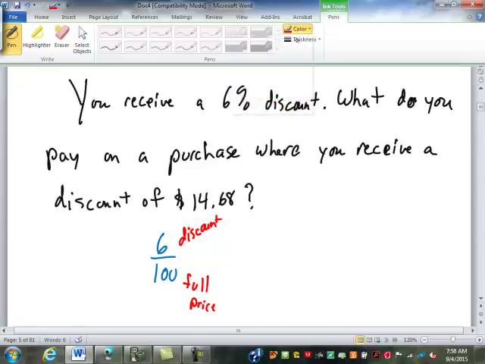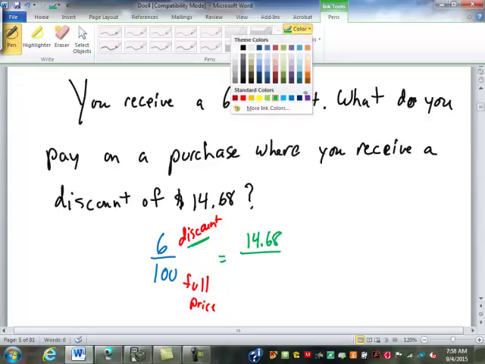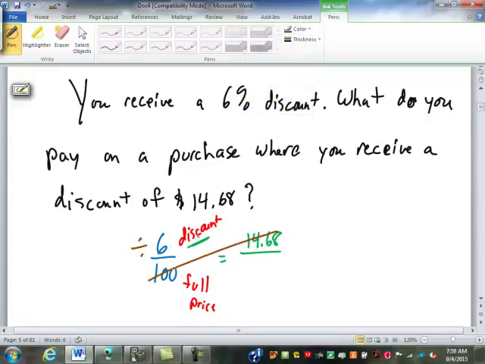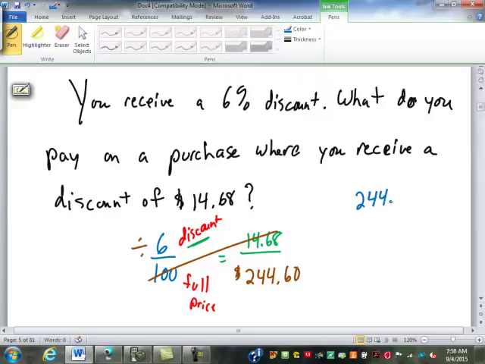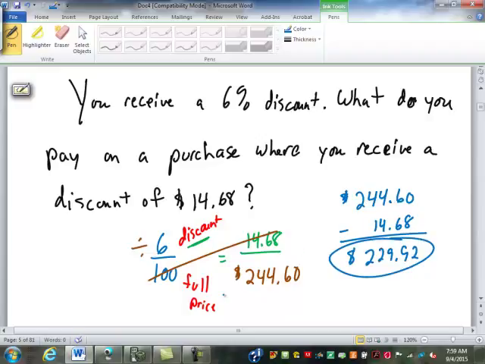So we're looking at here, we have the discount, the $14.68. We can use this to find the full price. We cross multiply and divide, and we're going to get $244.60. But that's not the number we're looking for, is it? We want to know what we paid, and you're absolutely right. We have to subtract. $244.60 minus the $14.68, which is going to give us $229.82. That is the amount we actually paid.